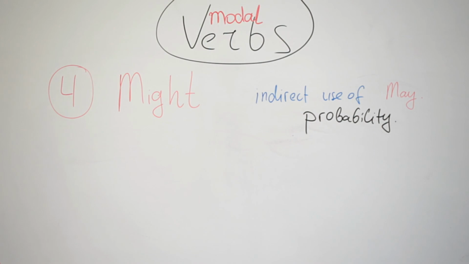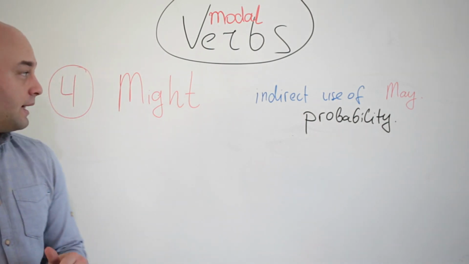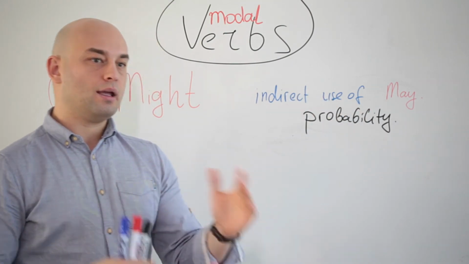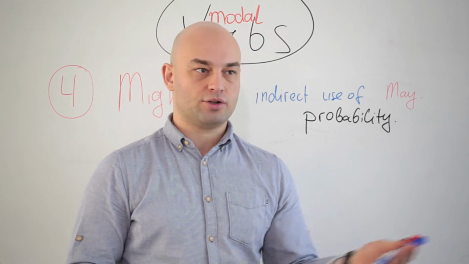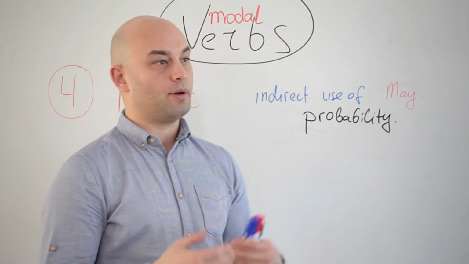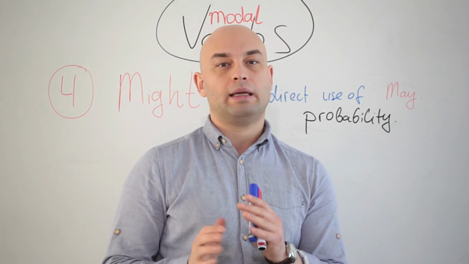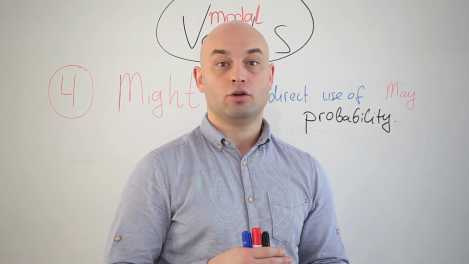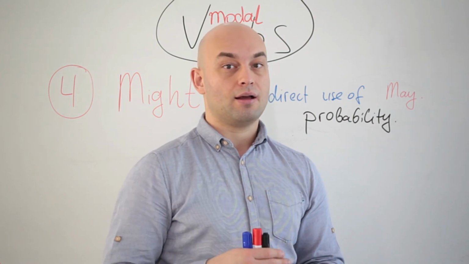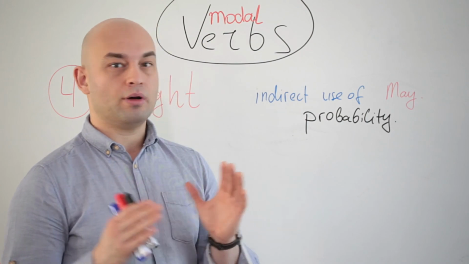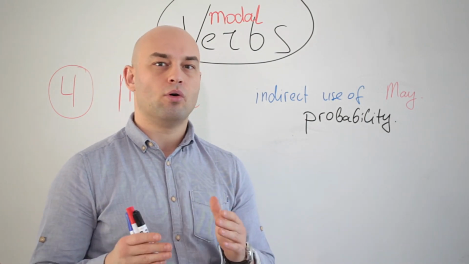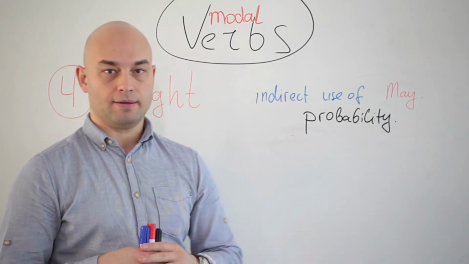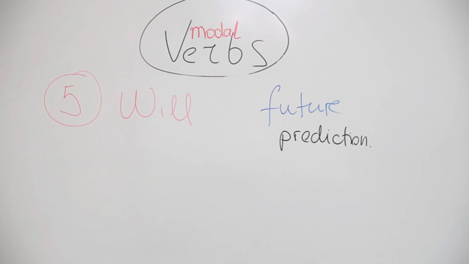Number 4, might. So the first and most obvious use of might is as a more indirect use of may. So may is a bit more direct, you're asking for permission directly, or you're talking about probability directly. But if you want to be a little bit more polite, you can say, you know, they might not accept you in the class if you come in late. It's a bit more indirect and a little bit more polite use of may, but it's also used for expressing probability.